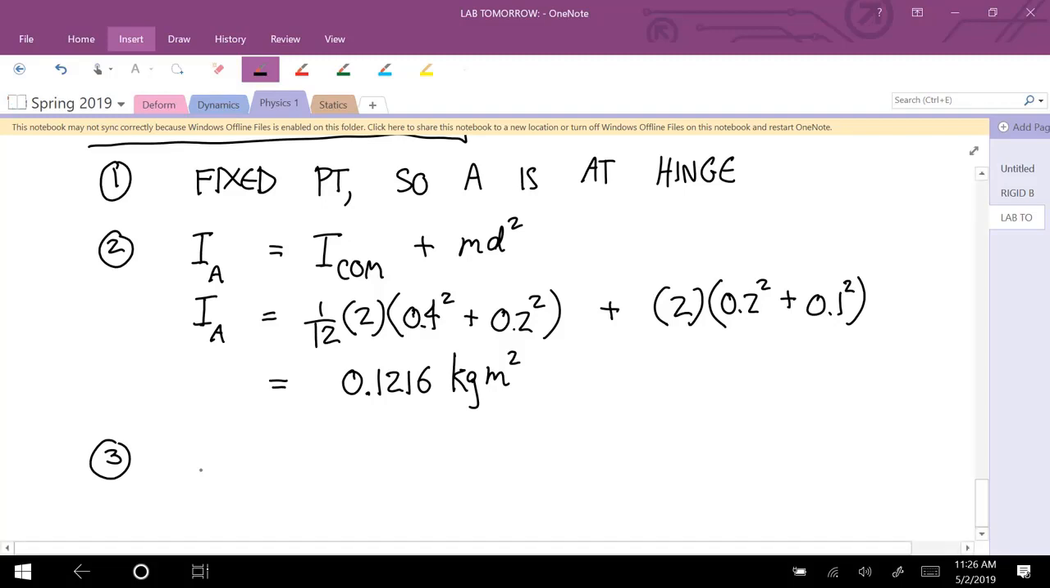Okay, step 3. This is an important one. Okay, let's go with this. This one feels right to me. Okay, step 3. What is it? Right.